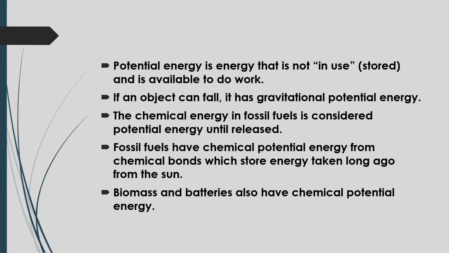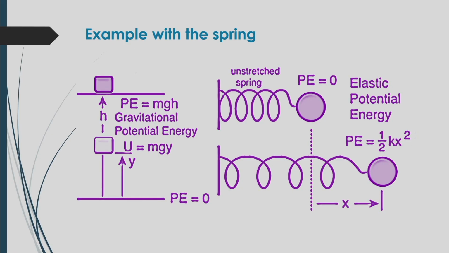Now, potential energy is energy that is not in use, that is basically stored and is available to do work. If an object can fall, it has gravitational potential energy. The chemical energy in fossil fuels is considered potential energy until released. Fossil fuels have chemical potential energy from chemical bonds, which store energy taken long ago from the sun. Biomass and batteries also have chemical potential energy. Spring energy is also shown in the slides, how potential energy changes when we expand a spring by a certain length x.